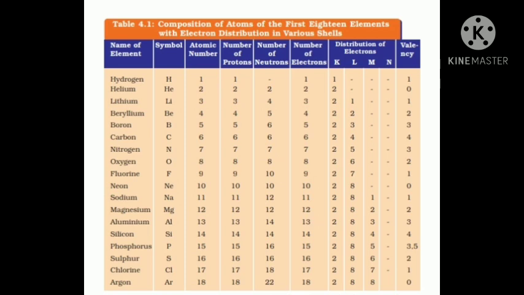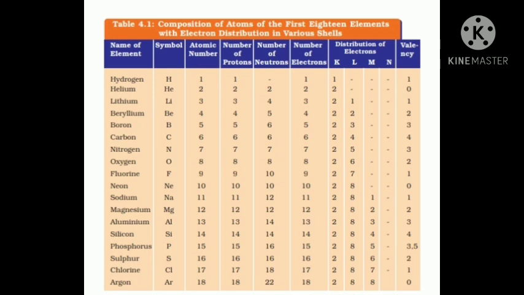Distribution of electrons 2, 6. K shell 2, L shell 6. It is above 4, so the number of electrons in the outermost shell is 6. The valency is obtained by subtracting 6 from 8. 8 minus 6 equals 2.